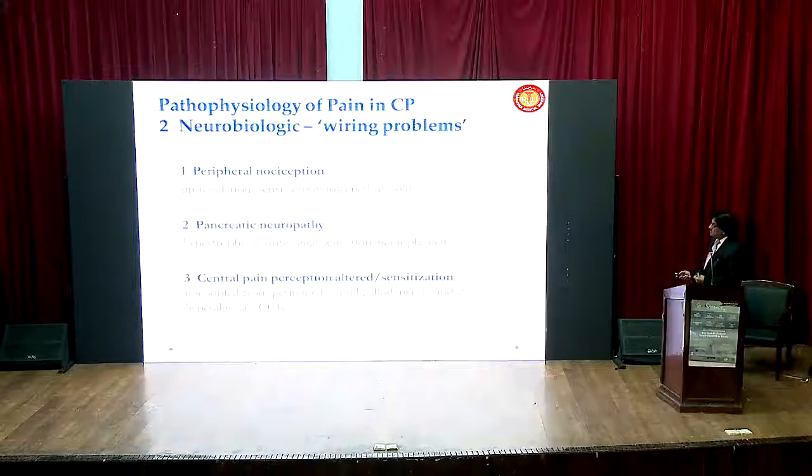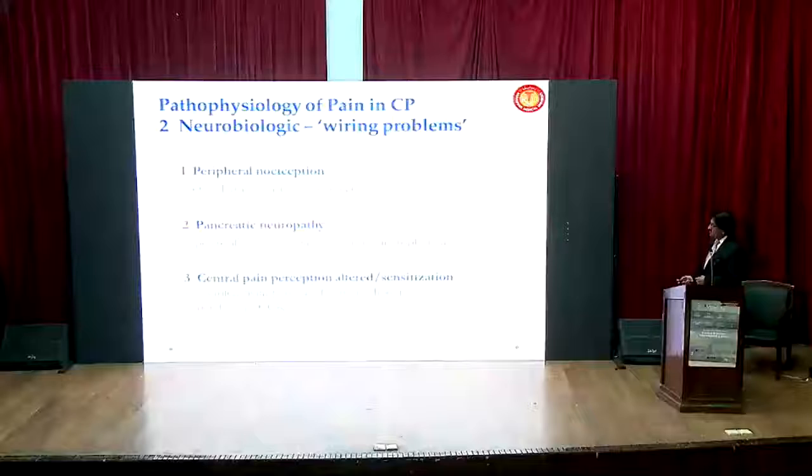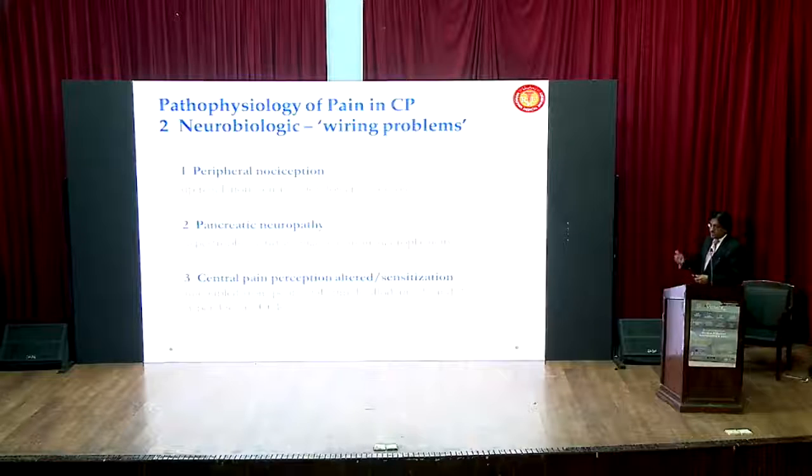Other than that, there are neurological reasons. Here is the peripheral nociception, because the nerve endings get upregulated and sensitized by different cytokines. Then there is a pancreatic neuropathy-like picture, as you see in diabetic neuropathy. So you have a severe agonizing pain, sometimes a dull continuous pain, from involvement of autonomic nerve fibers. The central pain: usually patients have repeated pain, so the threshold for pain is lowered centrally also. So this is something related to the brain.